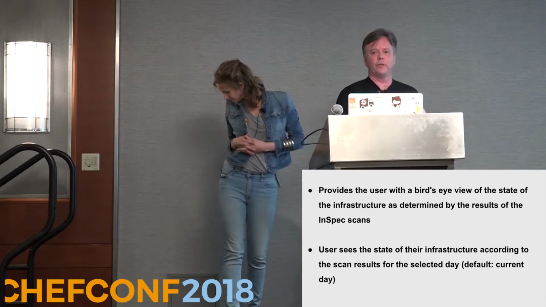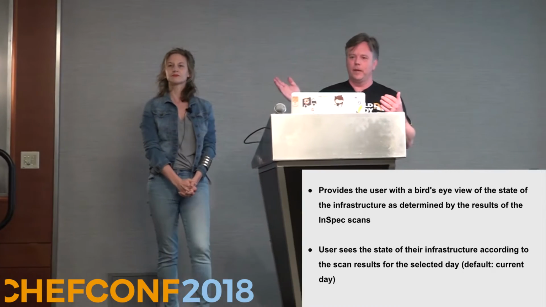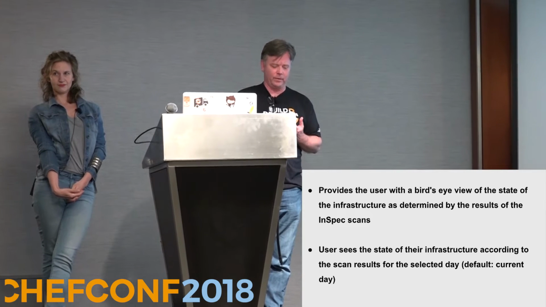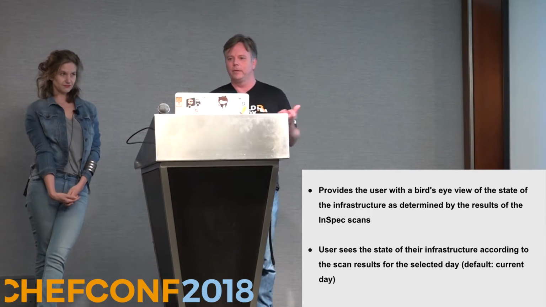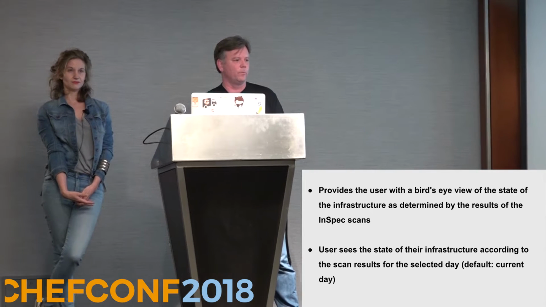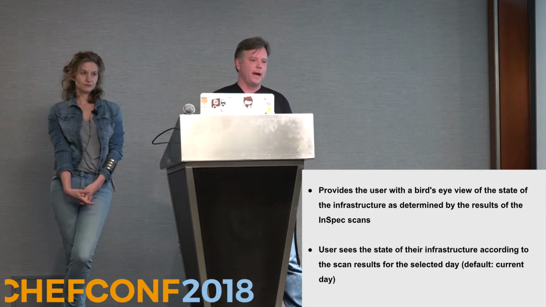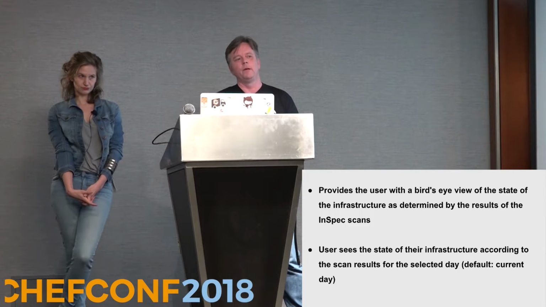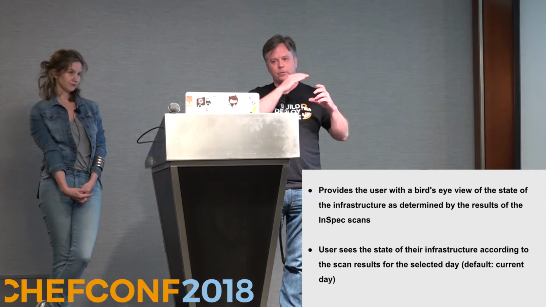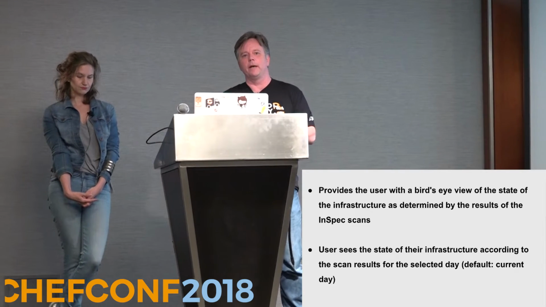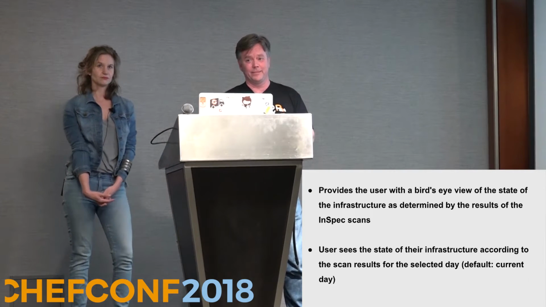We provide a bird's eye view of your infrastructure, the state of your infrastructure. What that means is that let's say you have 10,000 nodes, and you're not going to just want to look at a list with a row for each node, right? You want aggregated numbers: how many passed, how many failed, how many were skipped. What does it look like over time, right? I can look at today, that's fine, but wouldn't it be nice if I had a nice trend graph which shows me over time what my infrastructure has been doing from those perspectives?